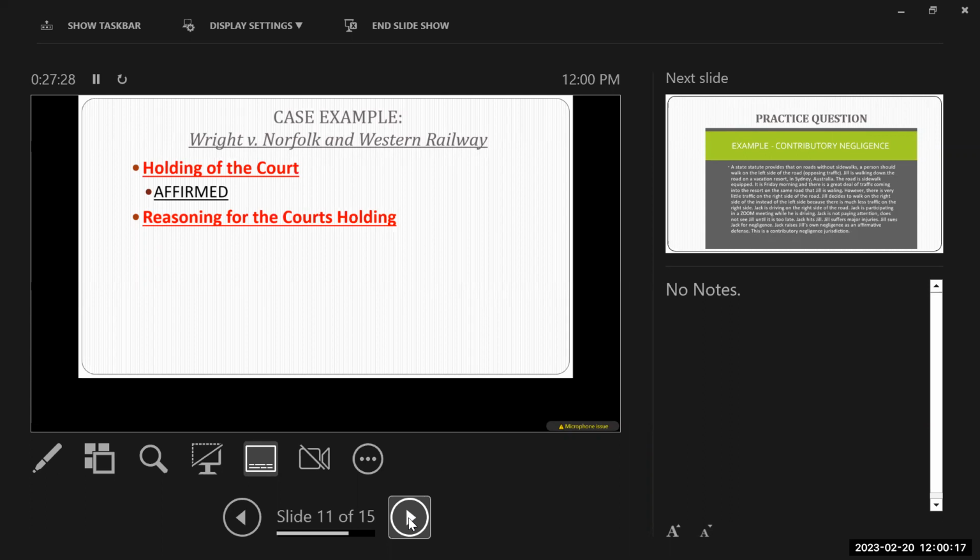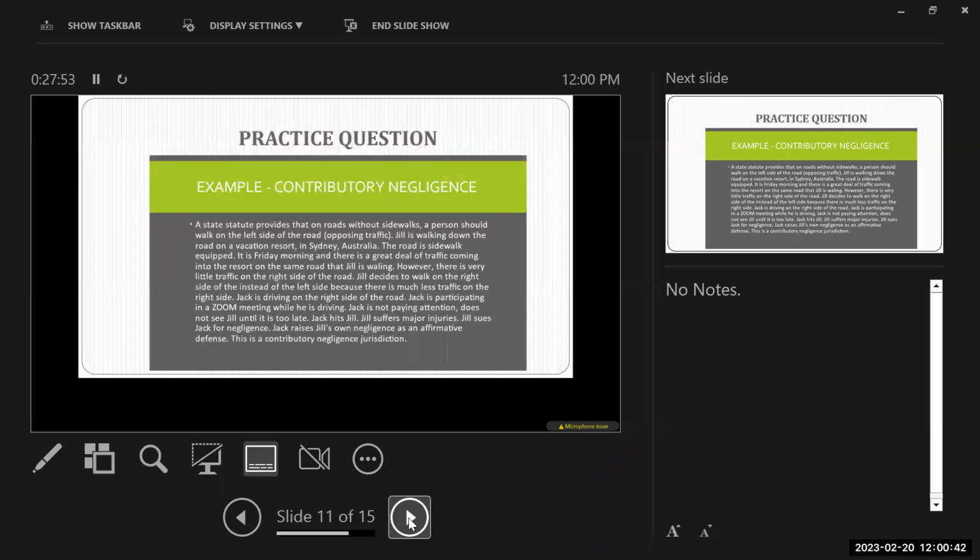Step 1, plaintiff proves negligence against defendant. Step 2, defendant proves negligence against plaintiff. If we are in a jurisdiction that recognizes contributory negligence as an affirmative defense, game over, court's done, plaintiff loses because they contributed. Okay? So I got a question.